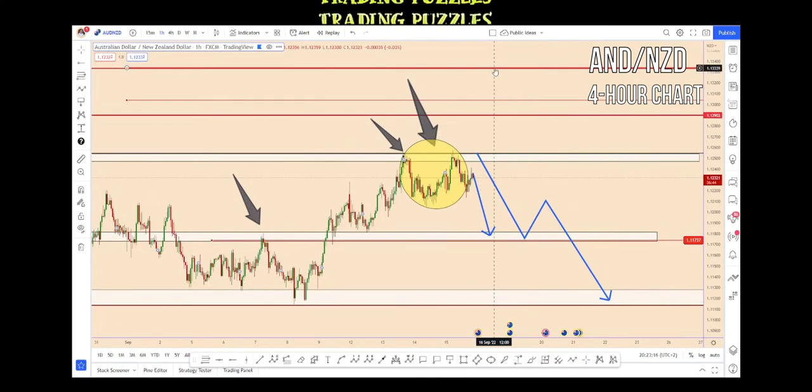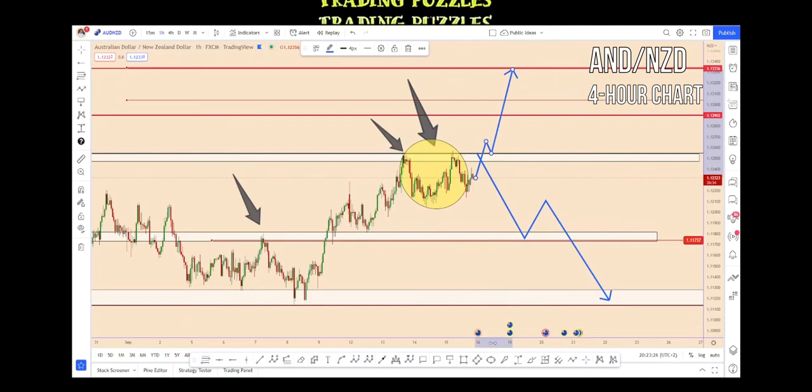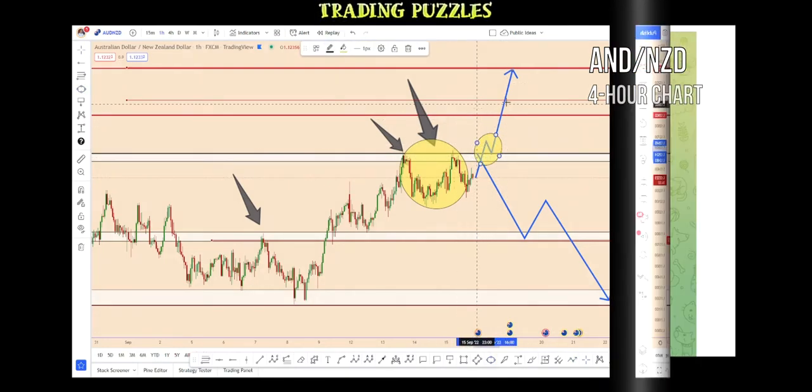If you want to focus on the bullish movement and you think that the price will move higher, you just have to wait for price to bounce above, and after that it will continue higher. So this is your point where you can initiate the trade.